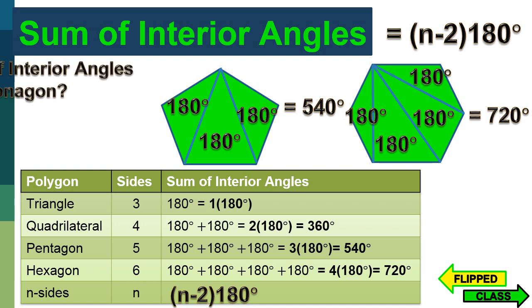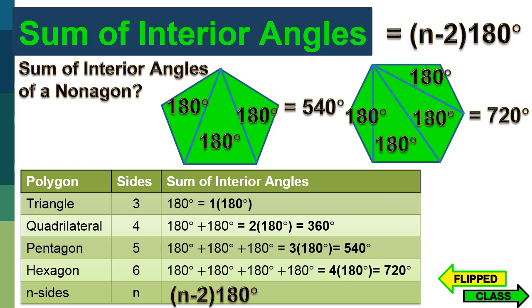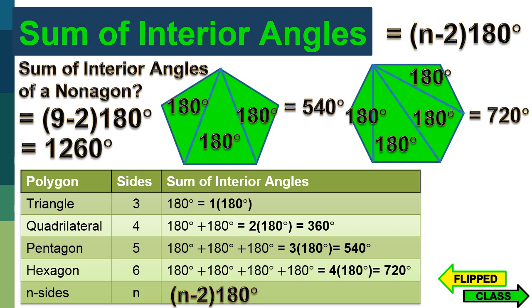Let us try to use this to get the sum of interior angles of a nonagon. A nonagon is a polygon with 9 sides. Thus, we have 9 minus 2 times 180 degrees, which is actually 1260 degrees. That is the sum of the interior angles of a nonagon.